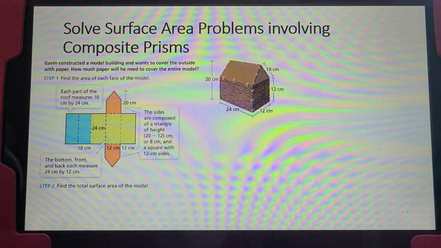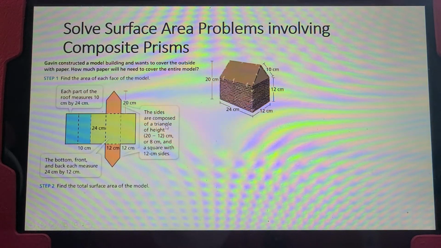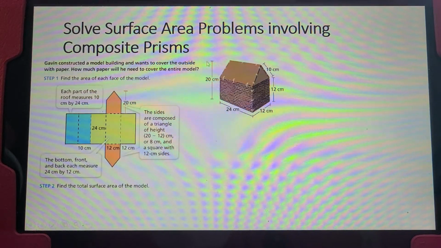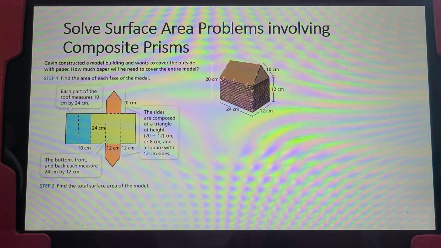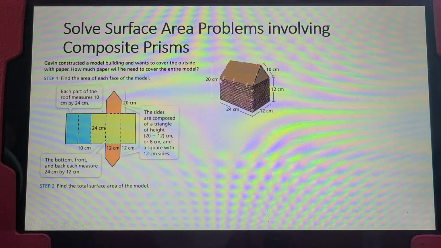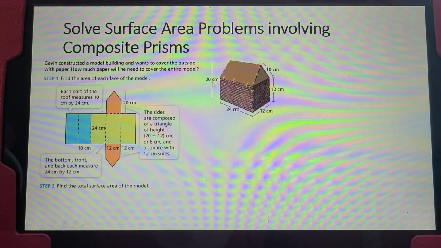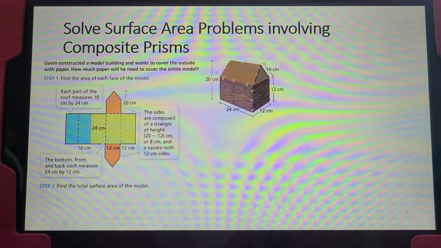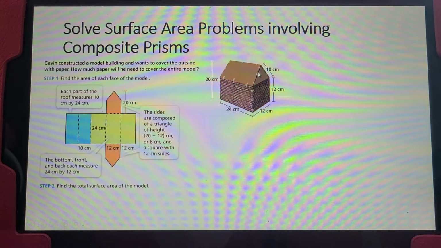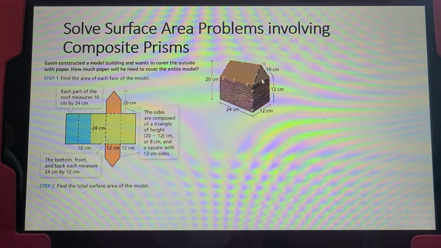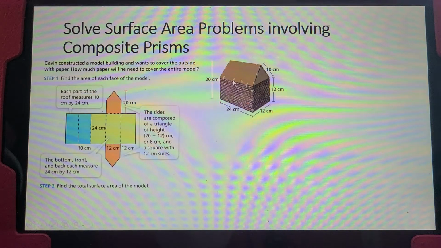The sides are composed of a triangle of a height of, well, we're going to talk about it now: 20 take away 12 centimeters. Here's our 20, which is the total height. And we're taking away 12 because this piece of the figure here is 12, which means over here this piece of the figure is also 12. So this section is 12, which means the remaining section must be 8 centimeters, which means the triangle in the front here has a height of 8 centimeters.